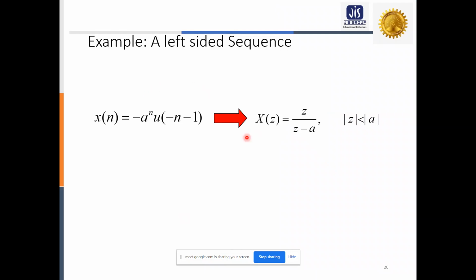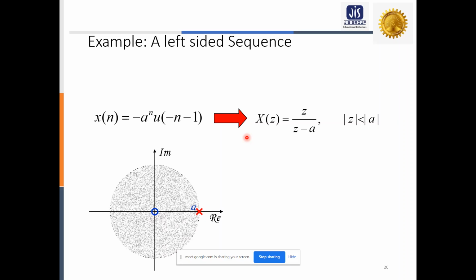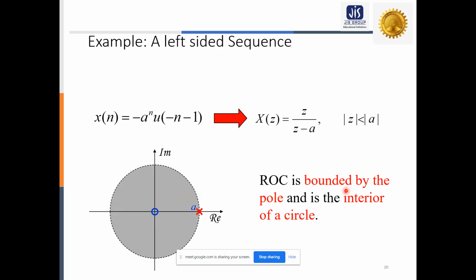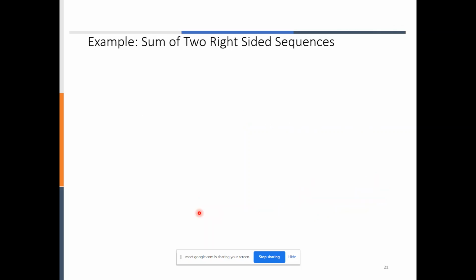And this is a left-handed sequence, case 2. In case 2, if the ROC is inside of the circle, this shaded portion, then the ROC is bounded by the pole and is the interior of the circle. This is the interior of the circle. These are two cases actually. We will see a lot of cases in this, then we will do some mathematical examples in the assignment class.